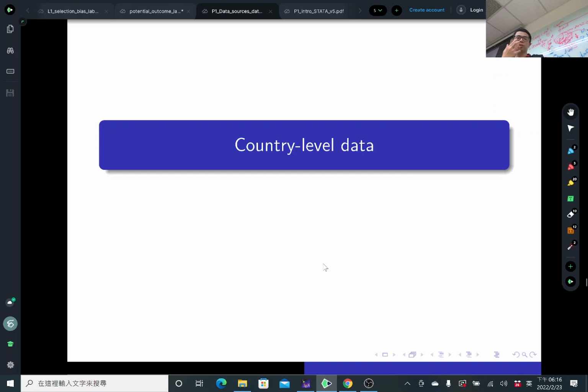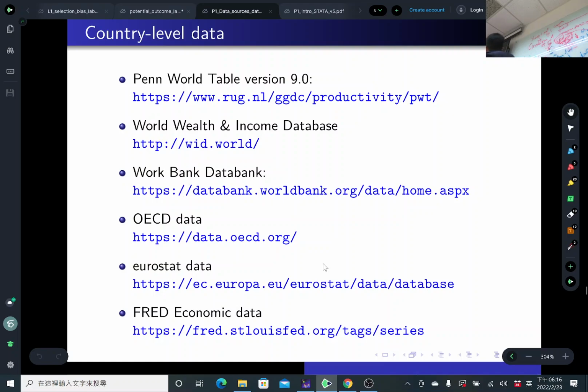That means maybe you want to know some effects on some macroeconomic variables like GDP or money supply or other things. There are several, like the Penn World Table. It has around 200 countries' GDP from 1950 to 2019 or 2020, so it covers quite a lot. And the World Inequality Database has a lot of information about a country's wealth inequality or income inequality.